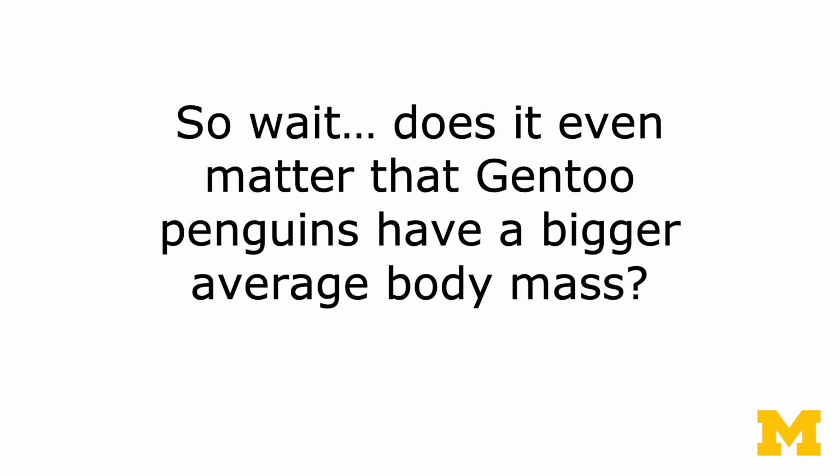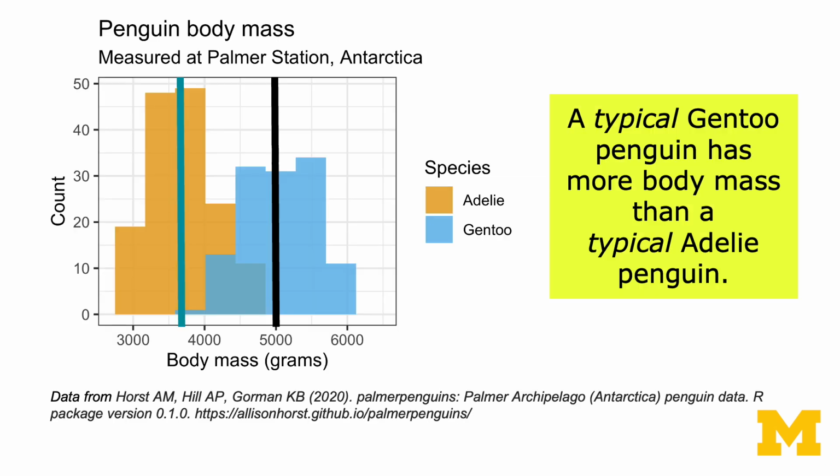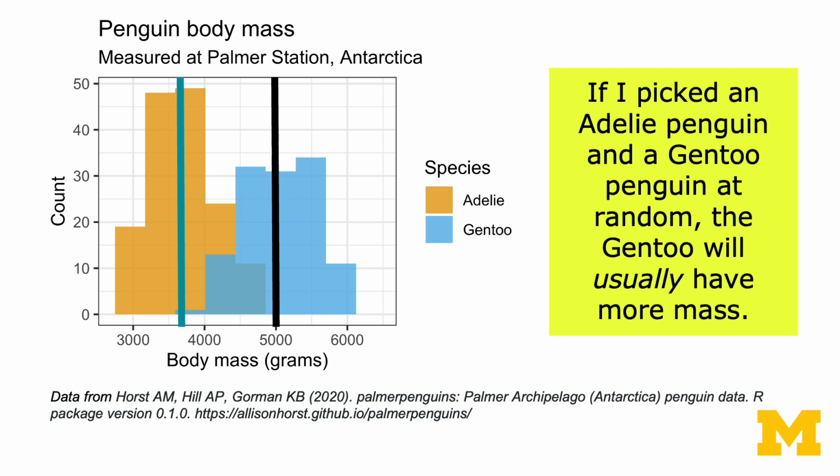So does it even really matter that we found out that Gentoo penguins have a bigger average body mass? Well, I'd say yes, and here's two ways of thinking about why. One way we could say it is that a typical Gentoo penguin has more body mass than a typical Adelie penguin. So we're saying something about typical. We're saying that there's something about where those penguin body masses cluster, and it's in a slightly different place for each species. So another way of saying that is if I were to randomly pick an Adelie penguin and a Gentoo penguin, usually, more often than not, the Gentoo penguin would have a higher body mass.